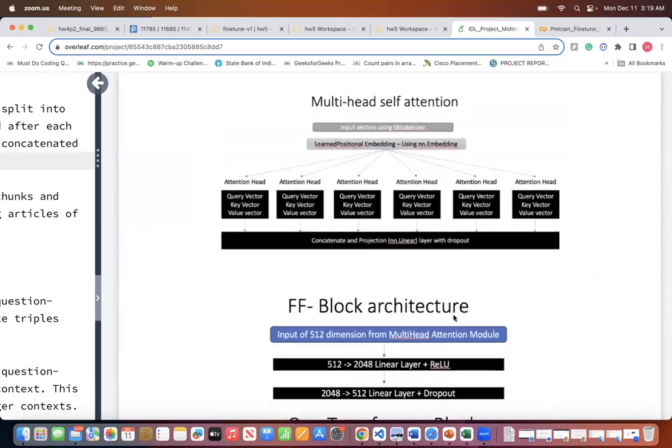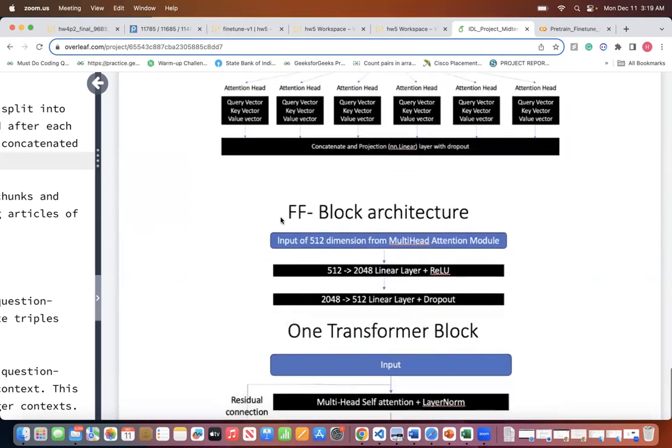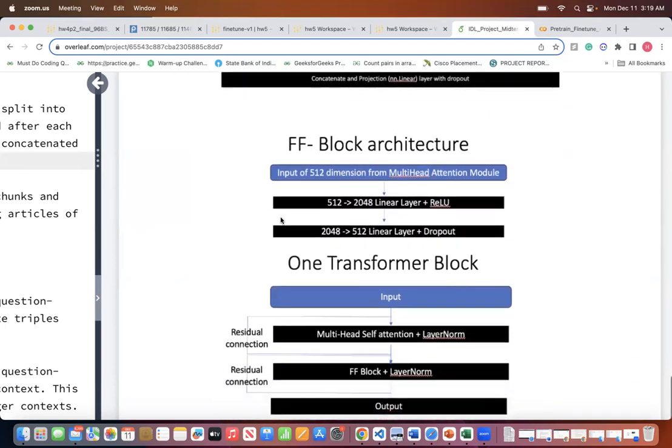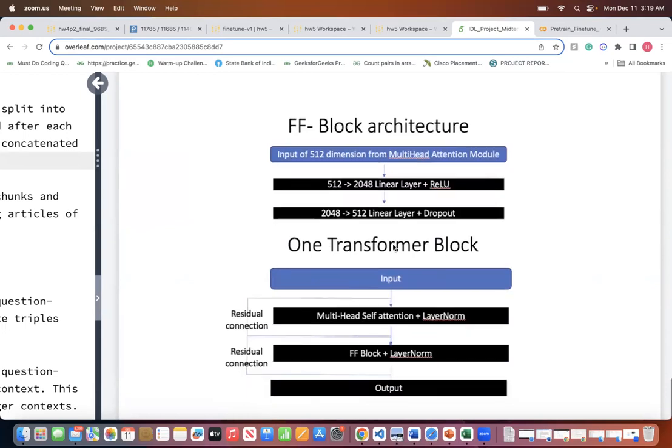And this is just a visual representation of the multi-head self-attention. When we say multi-head, we are going to use 6 attention heads, each responsible for bringing out a different flavor of the input text that has been sent in. And this is the feed-forward block architecture, which immediately comes after the multi-head self-attention. So one transformer block basically looks like this.